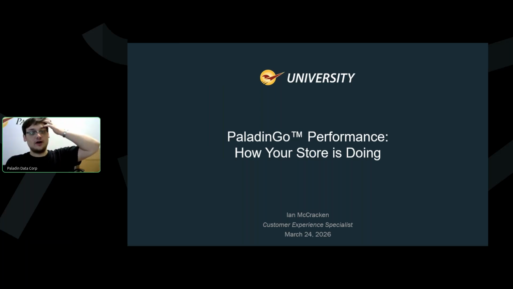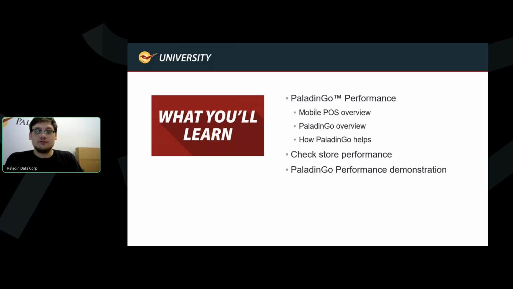So we're going to go ahead and move on to this next slide here. We're going to cover a few things today. We're going to do a quick performance overview. Then we're going to show PaladinGo, how it fits into your workflow. And then we're going to show how PaladinGo can help monitor key areas in your store, how to check those performance metrics. And finally, we'll do a small little demonstration and show you the performance module. If you haven't seen it yourself or haven't downloaded PaladinGo yet, probably should. It's a good idea.